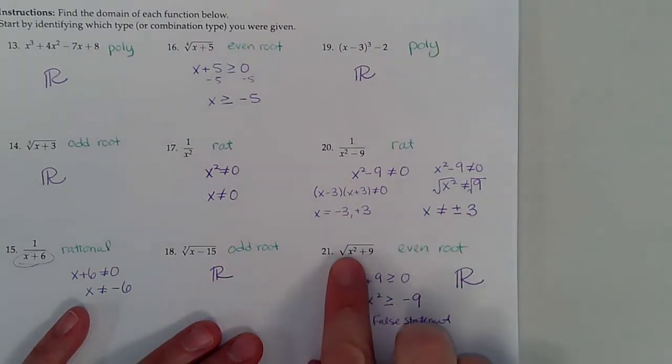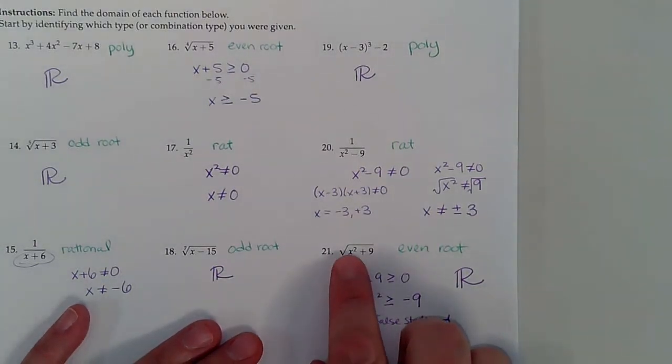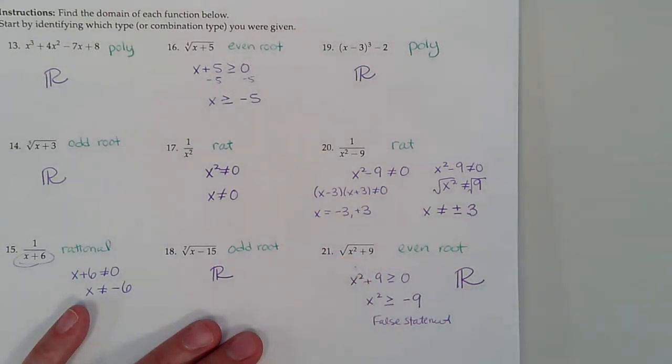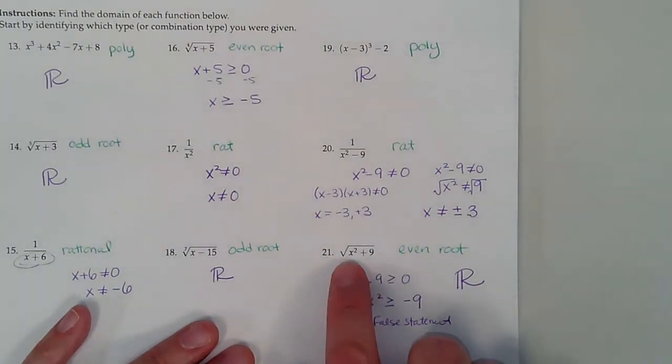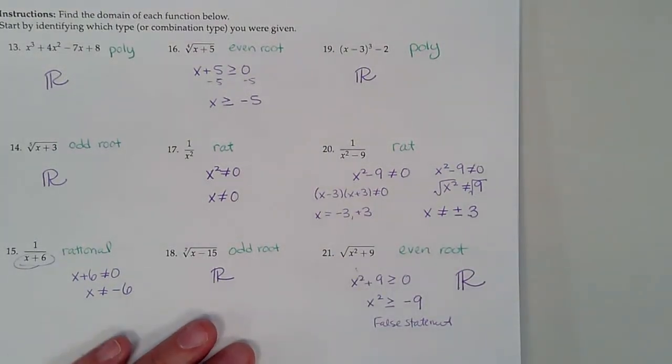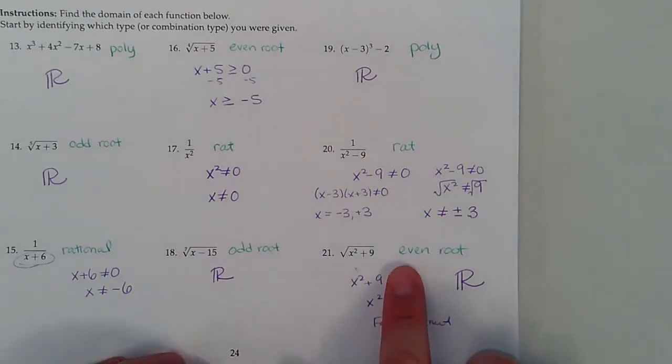If you aren't quite convinced, think about this. If I take x and square it, I'm either going to get 0 or a positive number, right? You can't get a negative number out of that. And then I'm going to add 9 to whatever I got from that x squared. So that thing will always be positive, which is one of the things we're looking for in an even root.